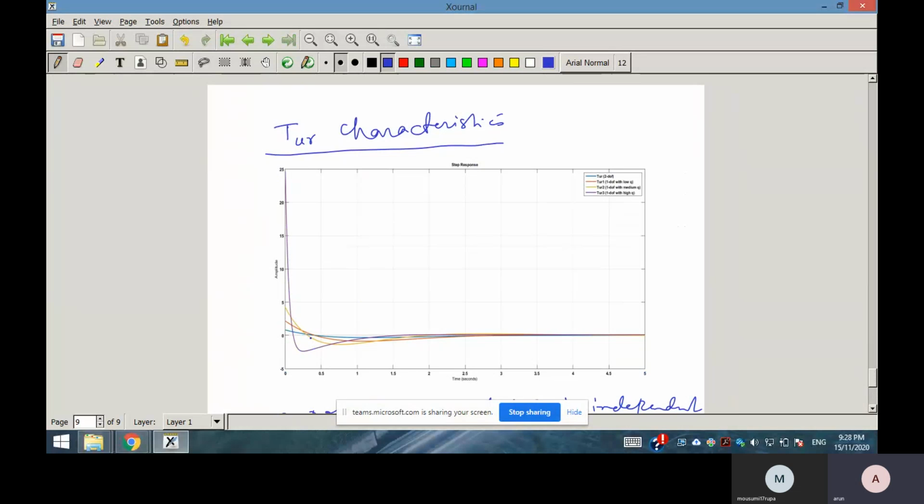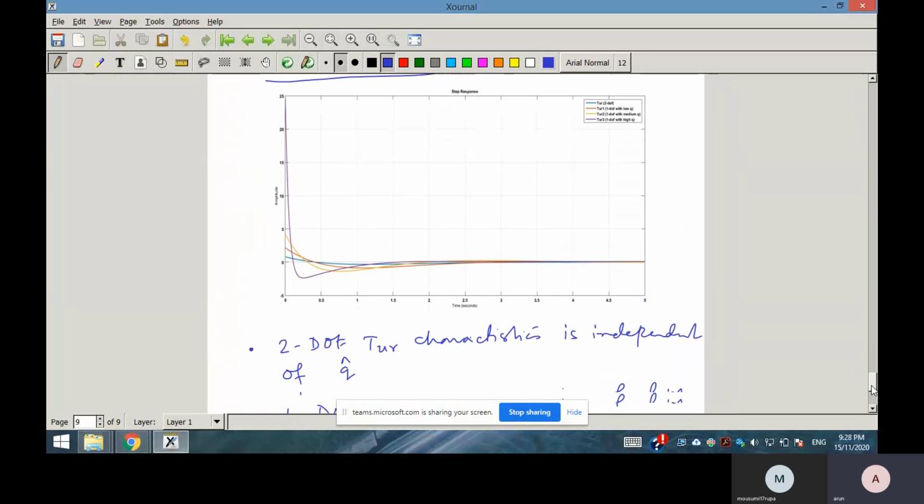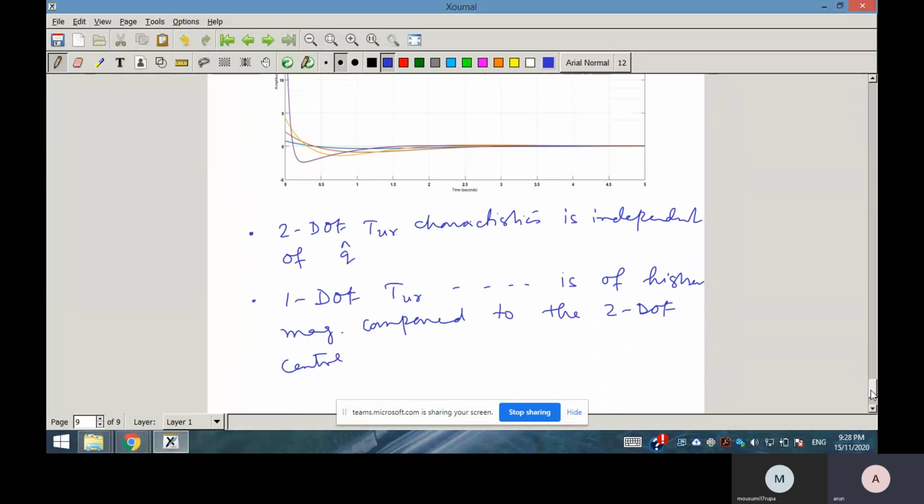But the TU to R characteristics, you see, in case of 2 degree of freedom control, it is independent of Q hat. So if you design the 2 degree of freedom control following the approach as I have mentioned, then this thing will happen. This kind of advantage of 2 degree of freedom you can easily get.